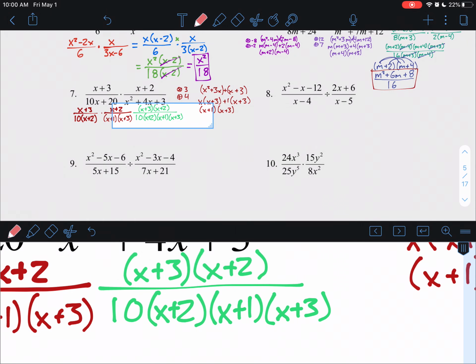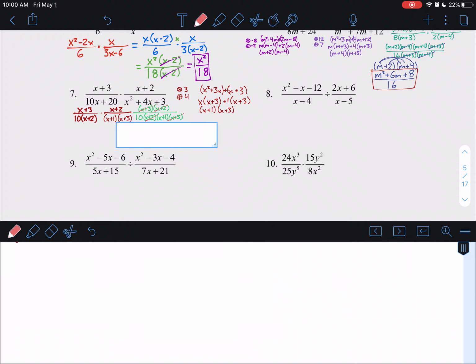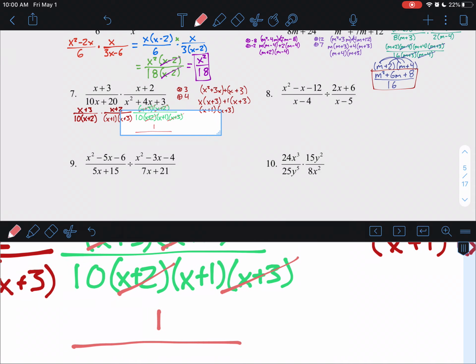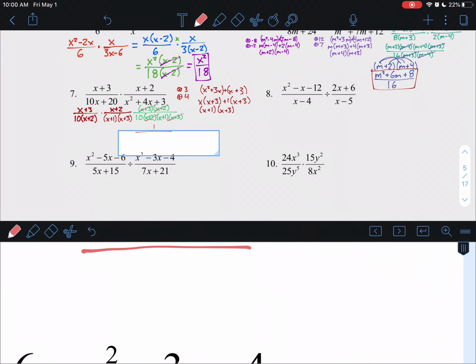I see an x plus 2 in both the numerator and denominator. I see the x plus 3 in both the numerator and denominator. I don't have anything left in my numerator. But it doesn't turn into 0, because when everything cancels out in these multiplication problems, it turns into 1. Which means my numerator is now 1, over a 10 and an x plus 1 in my denominator.